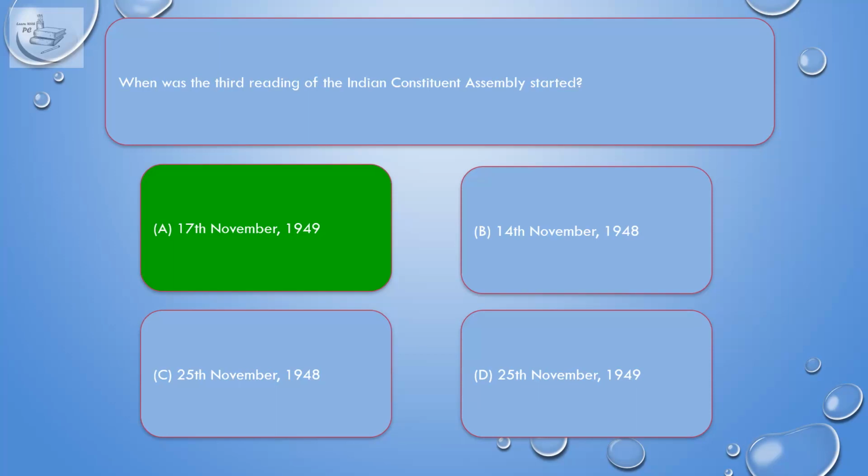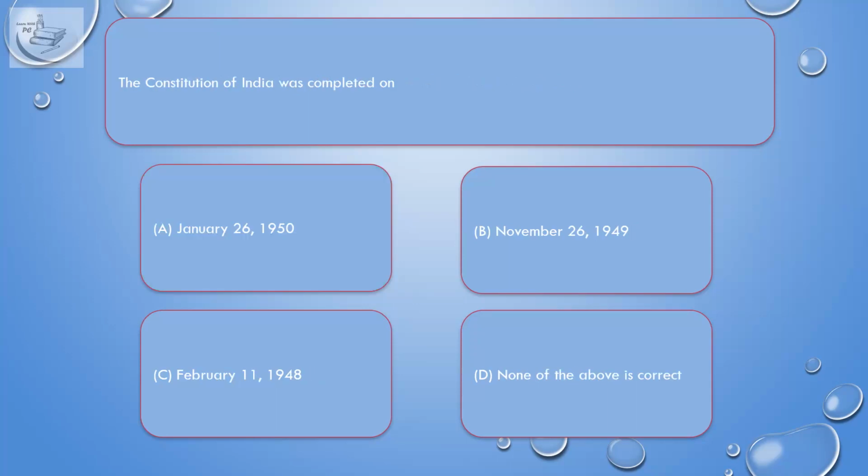Correct answer is A. the 17th of November 1949. Question: the Constitution of India was completed on A. January 26, 1950. B. November 26, 1949. C. February 11, 1948. D. none of the above is correct.